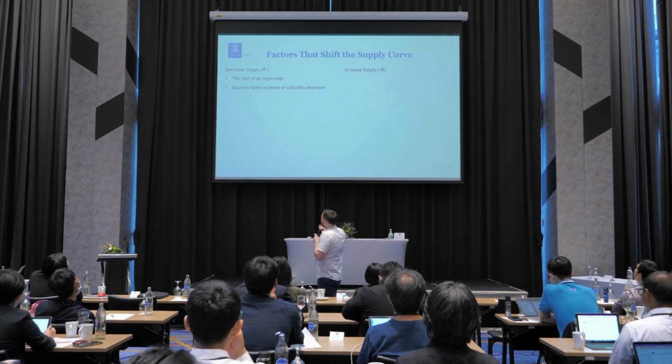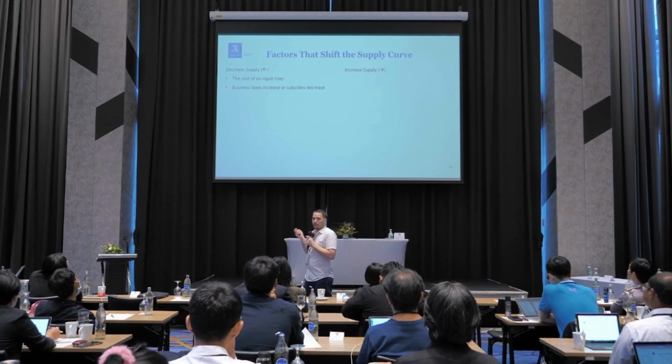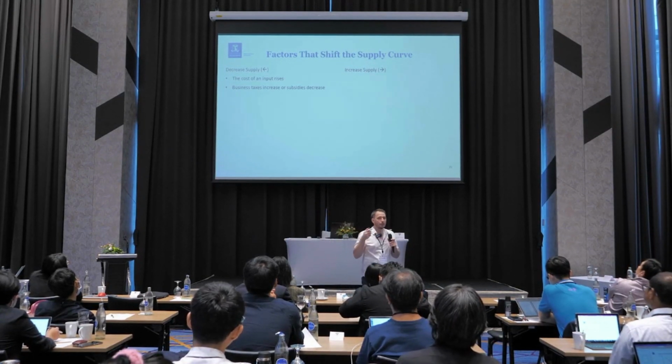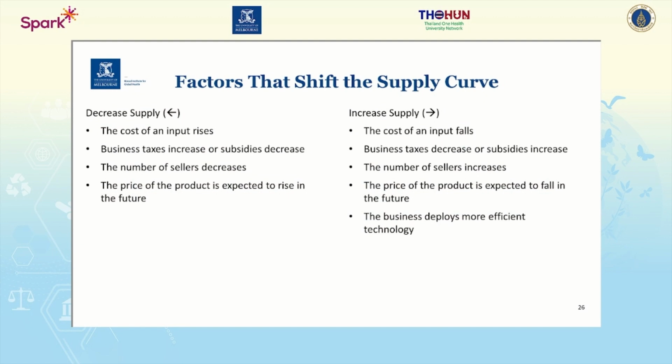A business tax increase or subsidy decrease. That's to say, it has the same general idea, right? If there's a tax imposed on meat, on the chickens, or on egg production, if there's a tax on eggs, it's the same as an input price. It acts in the same way because it costs more for them to produce the eggs because of the tax.